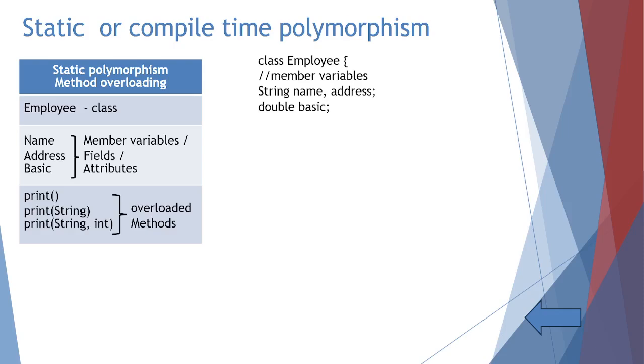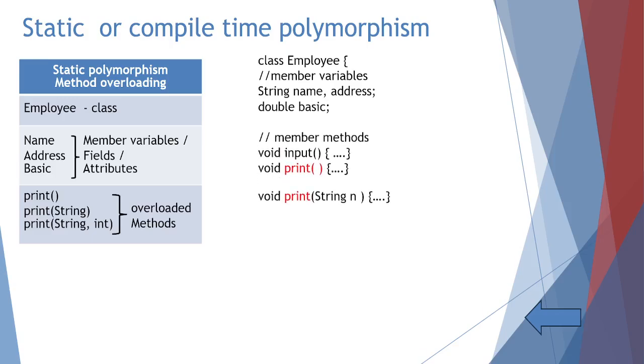Employee has three member variables, name, address, and basic. Member methods can be any number of methods. First one is input, second one is print, another print. Print without parameters, print with a string parameter. Definition is given and a main method we have created.